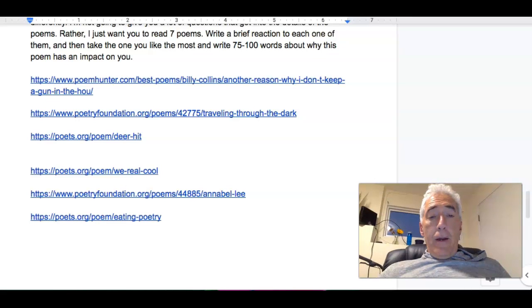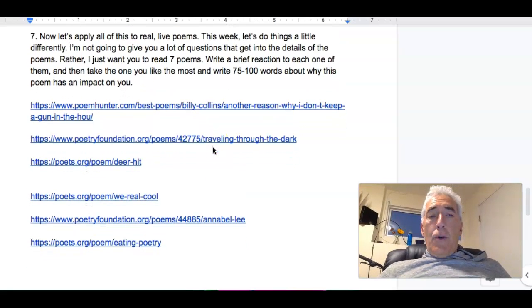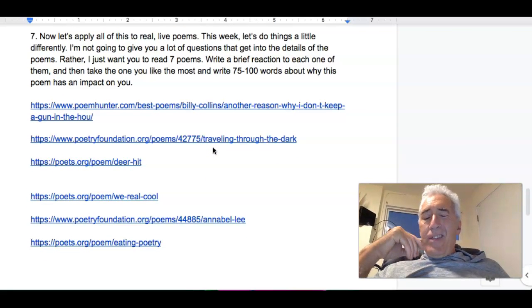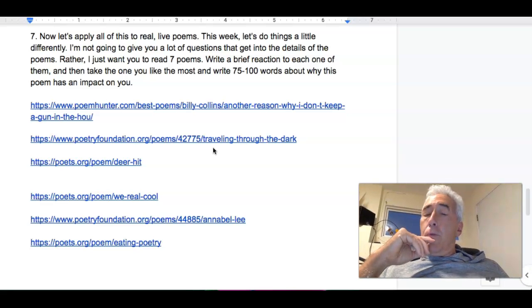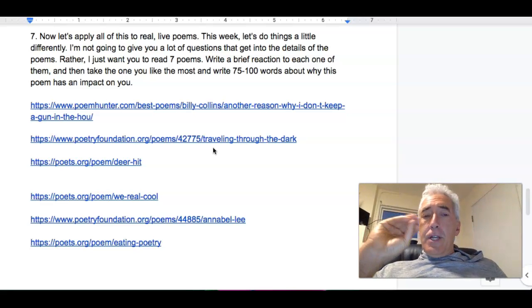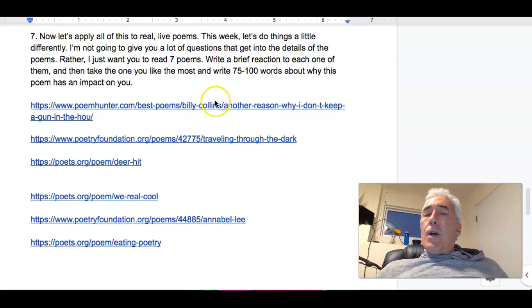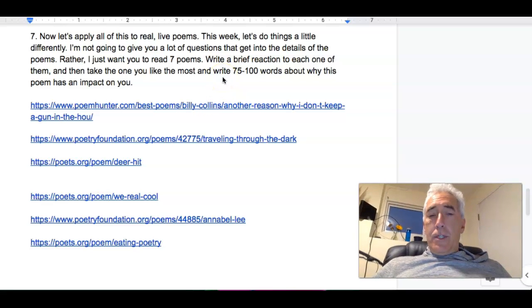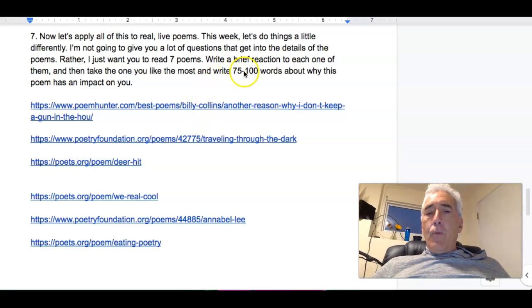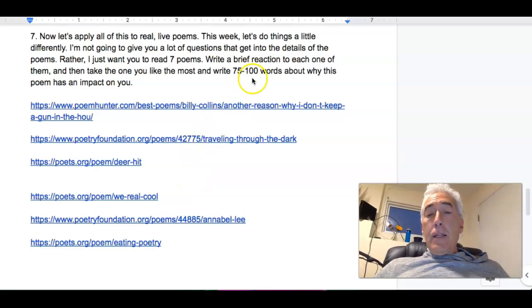Okay, and then from there, let's apply all this to poems. So I felt at this point that I'd given you a good amount to do, and hopefully by now you get the idea of denotation and connotation. So I'm not giving you a lot of questions about poems. Instead, I thought, let me just have you read a bunch of really good poems here, and then write one sentence reaction to each one of them, and then take one of them that you really like and write a little bit more about it, in that range of words here.